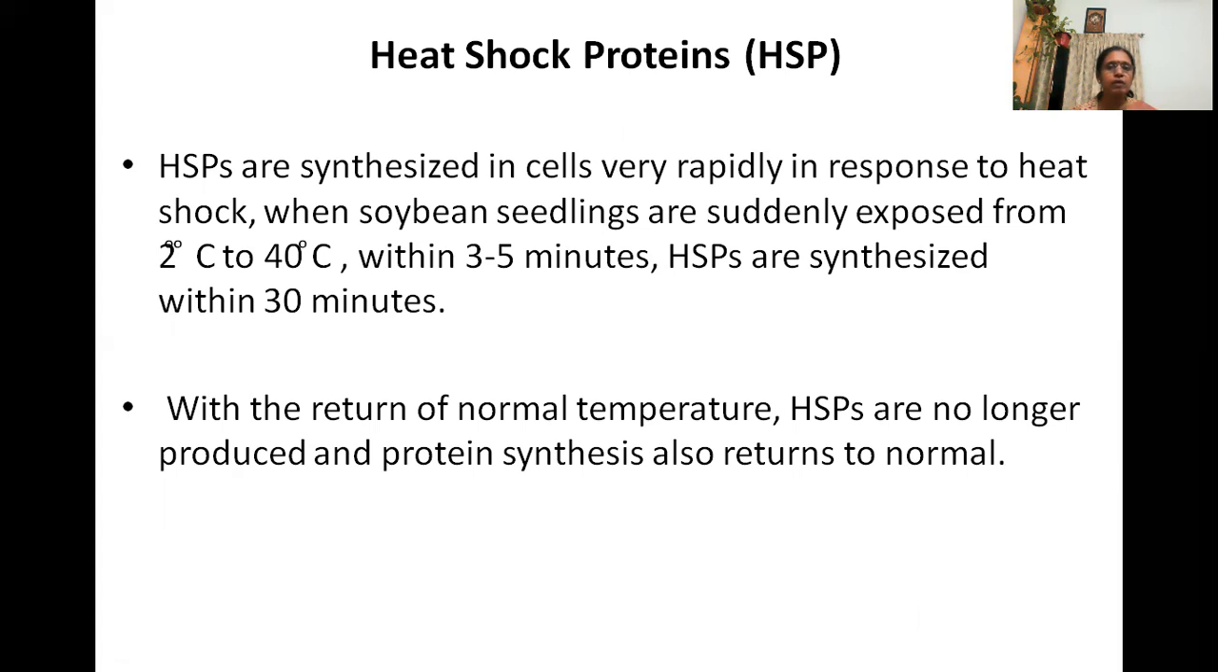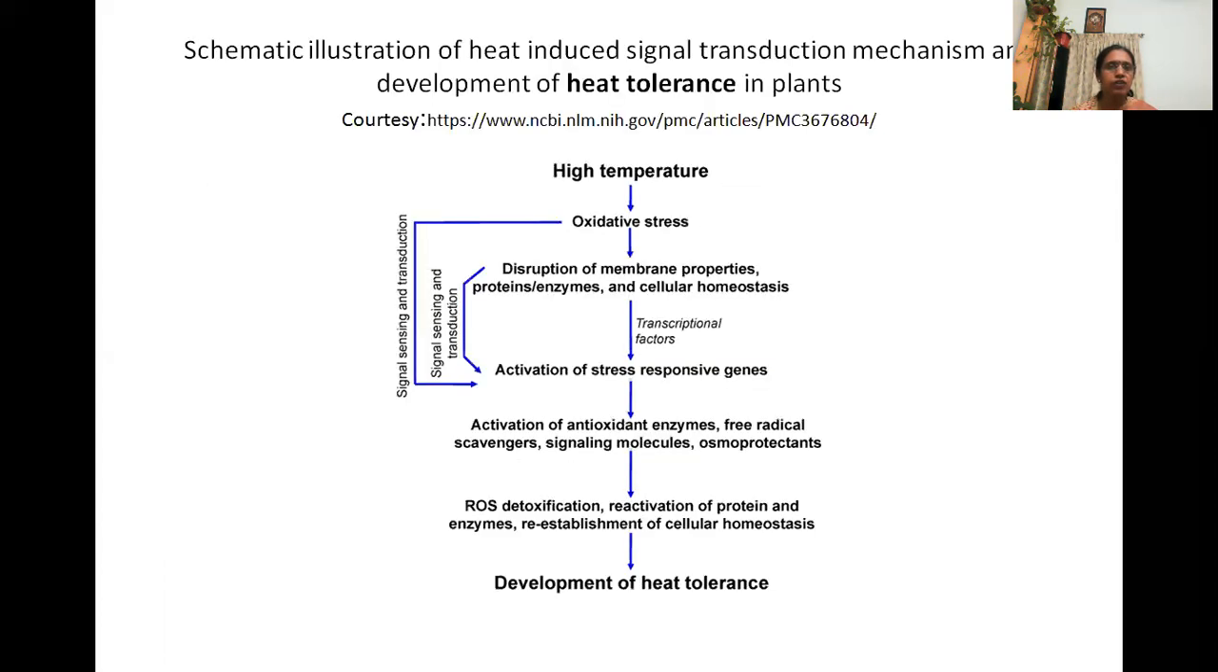With the return of the normal temperature, heat shock proteins are no longer produced and protein synthesis also returns to normal. So these heat shock proteins are not present in the cells throughout, but they're short-lived. Whenever the cell comes to normal ambient temperature, it will go back or it gets denatured.